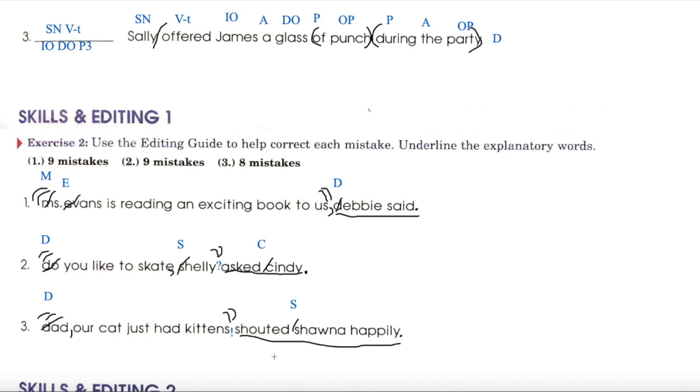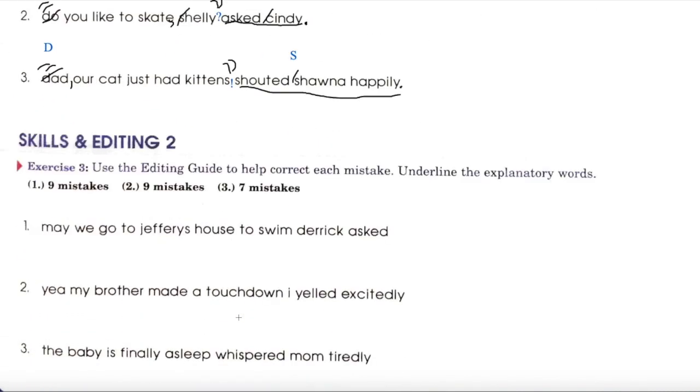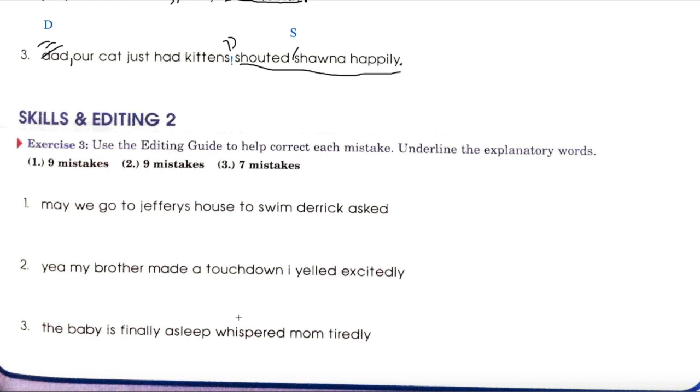All right, let's count our mistakes. 1, 2, 3, 4, 5, 6, 7. Did I miss one again? One, 2, 3, 4, 5, 6, 7, 8. Oh, no, I have them all. Okay, so that was all for number 3. Now let's go to skills and editing number 2. Use the editing guide to help correct each mistake. Underline the explanatory words.